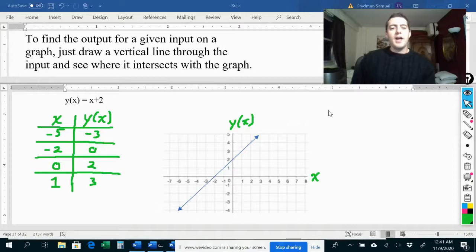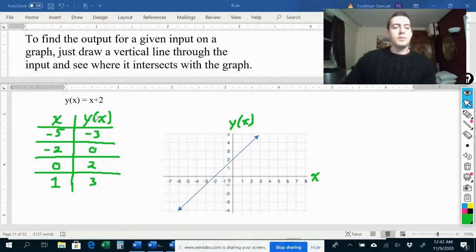Hi everybody, I have a very simple point to make in this video. To find the output for a given input on a graph, just draw a vertical line, that means a line going up and down, through the input and see where it intersects with the graph.